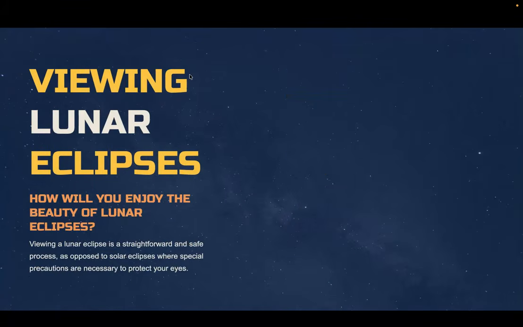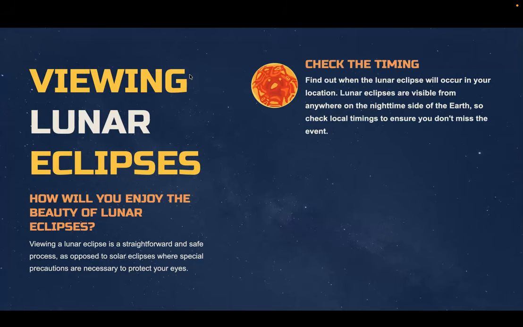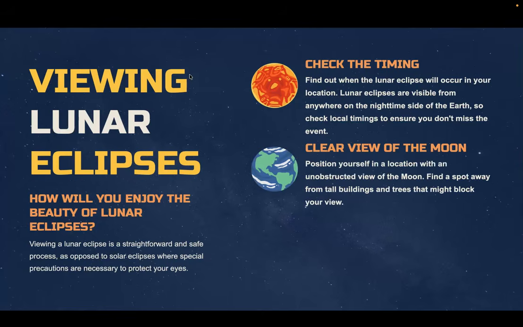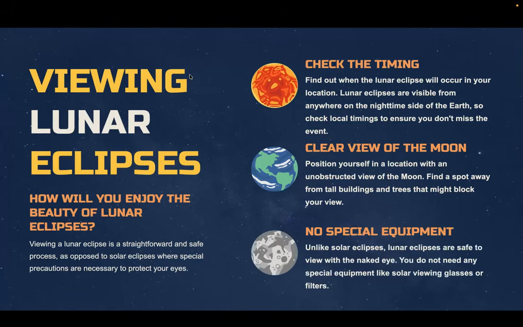Now, if you want to view a lunar eclipse, it's actually pretty straightforward and safe compared to solar eclipses. First thing is you want to check the timing. You want to find out when the lunar eclipse will occur in our location. So we can look up on Google, next total lunar eclipse in Pennsylvania. And it's visible anywhere on the nighttime side of Earth. You want to make sure you have a clear view of the moon, which means you don't want to be anywhere near tall buildings or trees. It might also be hard to see if it's a cloudy night. And you don't need any special equipment. You don't need any of those fancy solar viewing glasses that we need for solar eclipses.